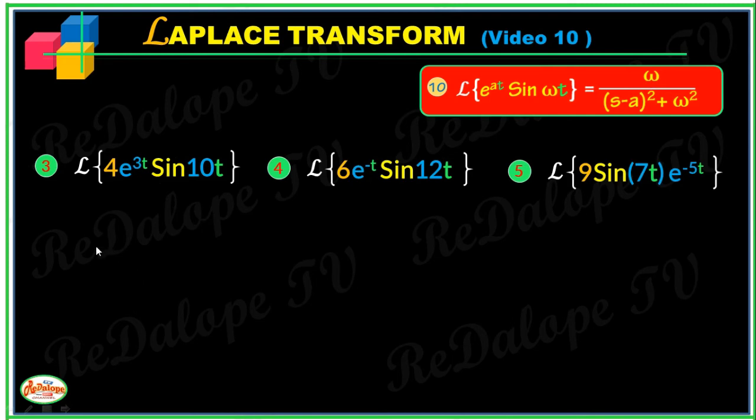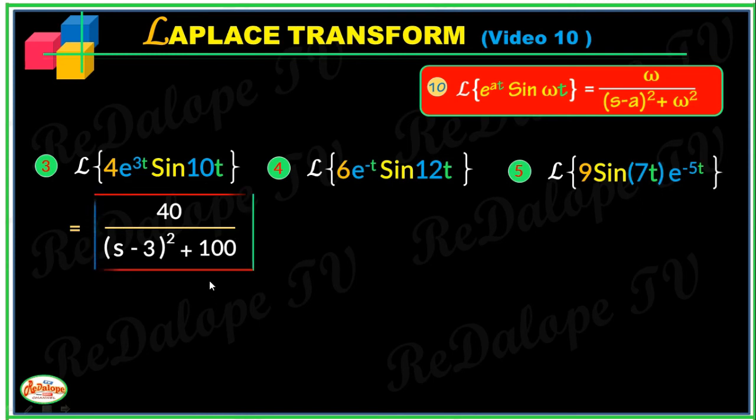Let us try the shorthand method, which is directly the final answer. So we have 10 multiplied by 4, that is 40, divided by the quantity of s minus a. a is simply 3, so s minus 3, and that is being squared, plus omega is simply 10, and then square it, so 10 times 10, so we have 100. So that would be the final answer for number 3.